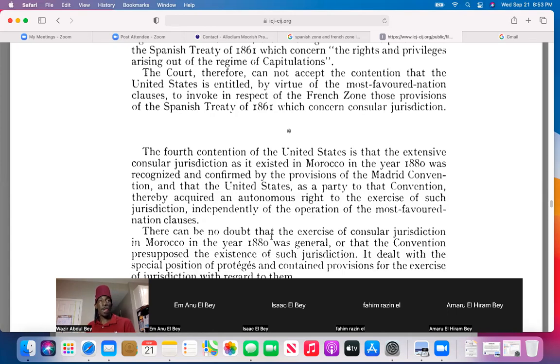Segregated, KKK hangings and lynchings. The Prophet had just passed away, what, 30 years prior? A lot happened in this country during those times, from like 1930 to now, but really from 1930 to like the 60s.